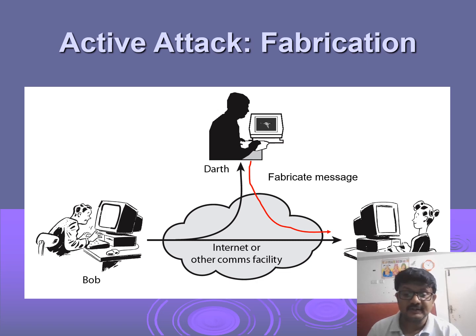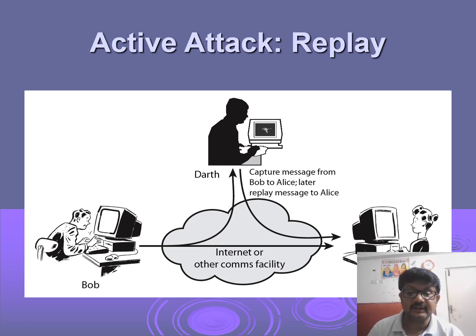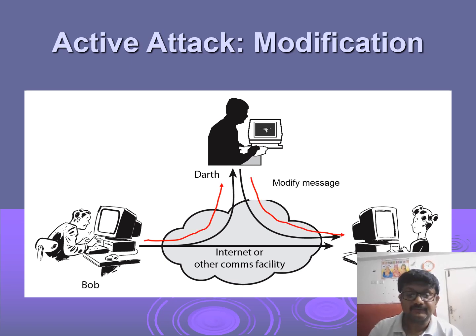Here, Bob sends the signal to Alice, whereas meanwhile in the middle, Dad is going to capture this signal and he is going to fabricate the message. That is not able to send the original message. He is going to modify the message. Next, replay. Bob sends the message to Alice, but here Darth is going to capture the message from Bob to Alice. Later, he replays the message to Alice.